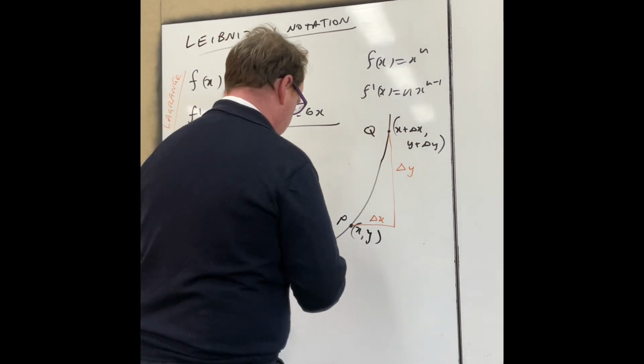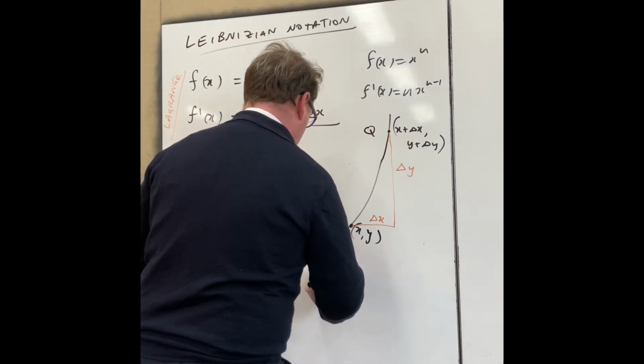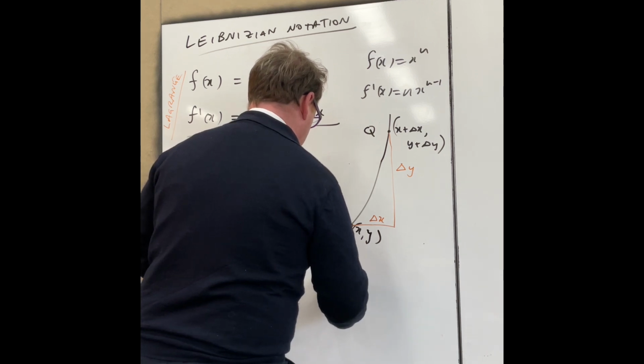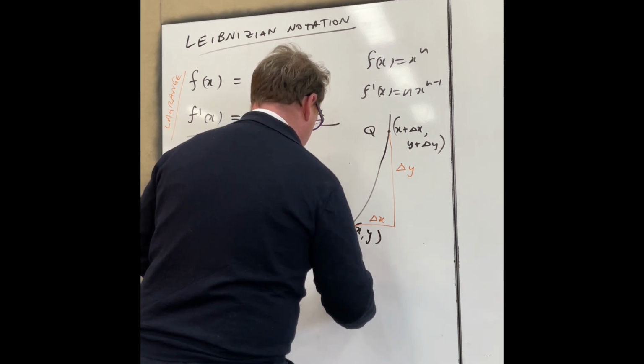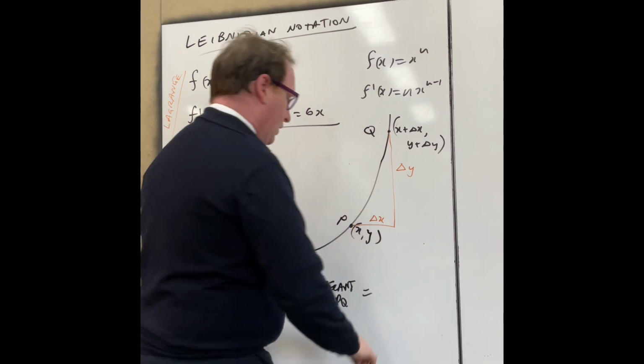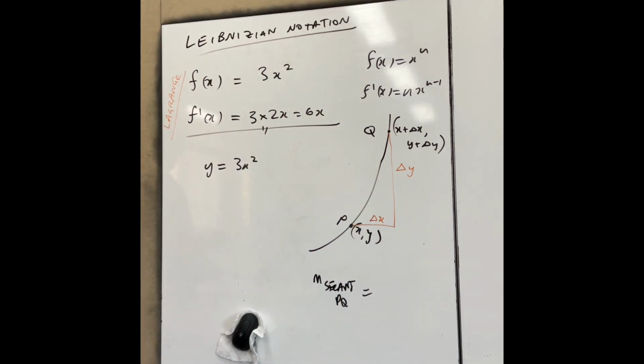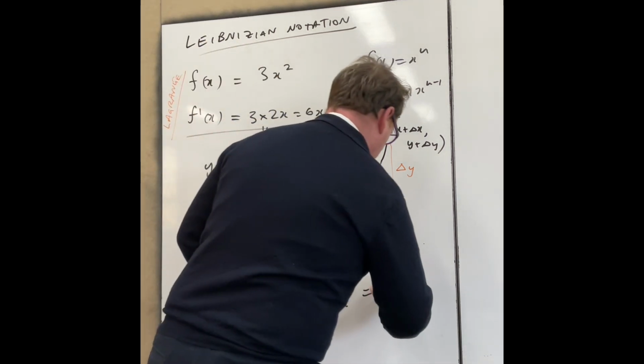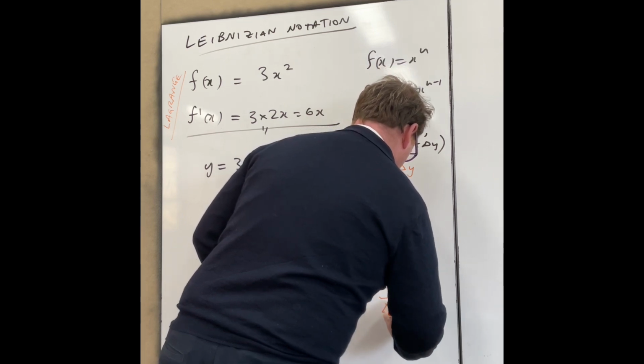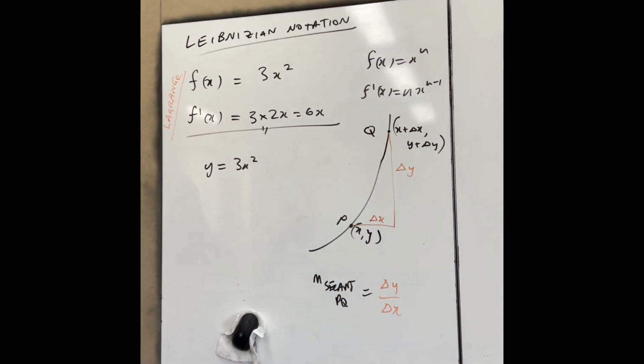What is the gradient of the secant PQ? Let's start with the gradient of the secant PQ. What do you think? Yes? Delta y on delta x. That's really easy, isn't it? It's obviously the change in y over the change in x. It's really nicely written, yeah?